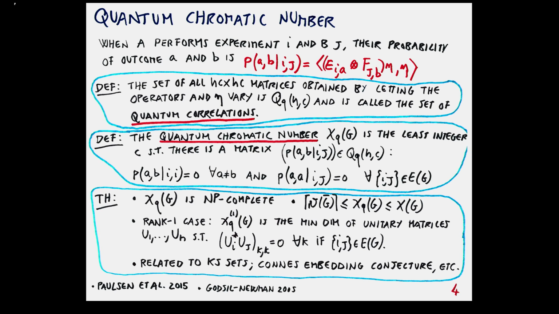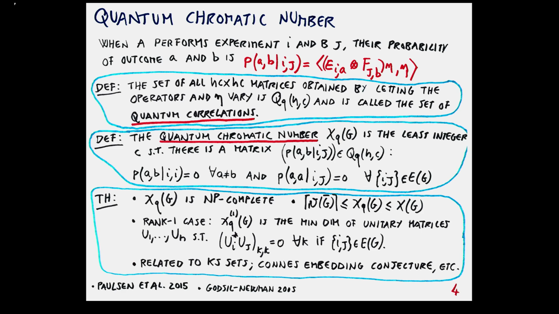I would like to define this quantity, which is called the quantum chromatic number. And it goes as follows. So when Alice performs experiment I, so Alice receives vertex I, okay? She performs an experiment. And Bob receives vertex J, their probability of outcome A and B is given by this. Now, forget about all the quantum mechanics. This is a mathematical expression. So you have your vector, your inner product of operators, matrices, okay, applied to your vector. This is the measurement.